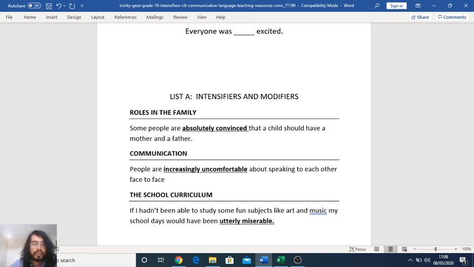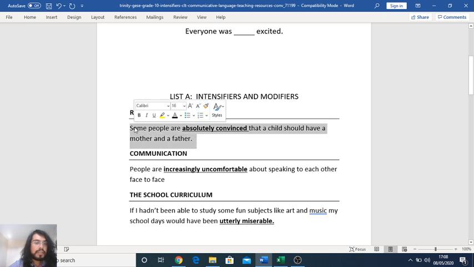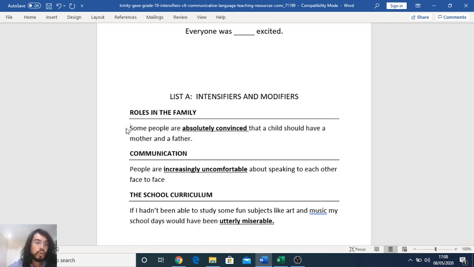Let's add the intensifier back. The meaning is still the same. The meaning of the sentence is not changing. That's the key thing with intensifiers. That's one way of thinking about them. So remember, they're adverbs, a special kind of adverb, and they are not essential to the sentence. So what do we mean here? Absolutely is changing the word convinced. When someone is convinced about something, they are very, very sure about something. They think they are right, okay? So some people are absolutely convinced that a child should have a mother and father. One way of thinking about that is some people think that a child should have a mother and a father. Some people are sure a child should have a mother and a father.